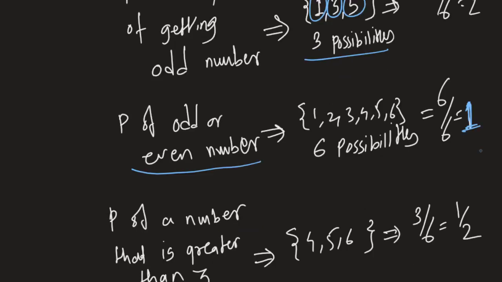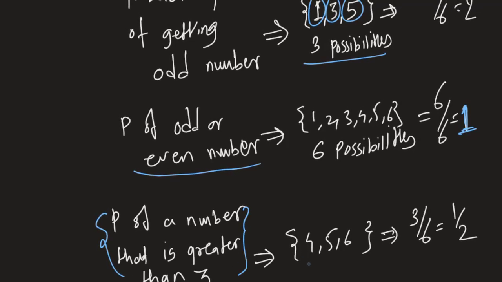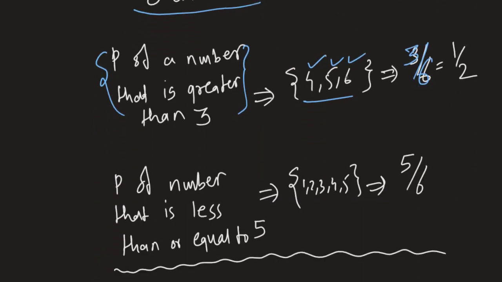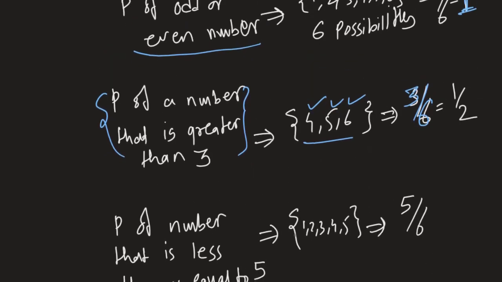Probability of getting a number that is greater than 3. The sample space in this case will be greater than 3, that means 4, 5, and 6. So the desired sample space is 3, divided by the total sample space, 6. And finally we have the probability of a number that is less than or equal to 5. Less than or equal to 5 means 1, 2, 3, 4, 5. So the sample space here is 5, divided by the total sample space 6.